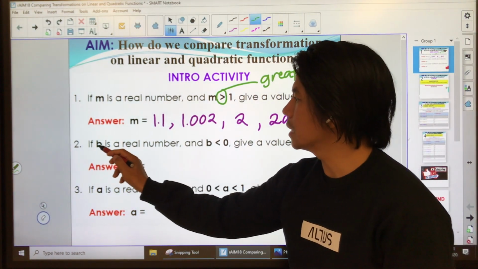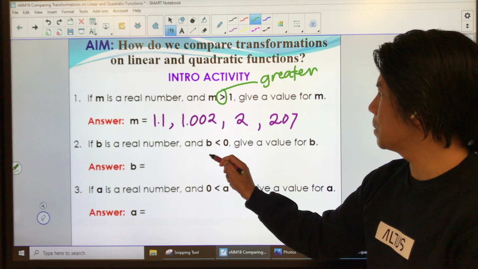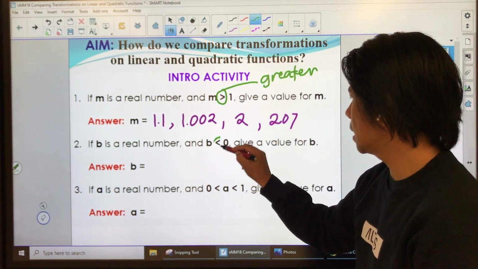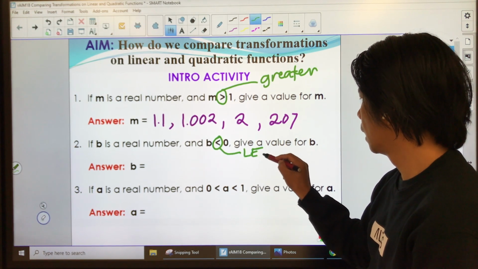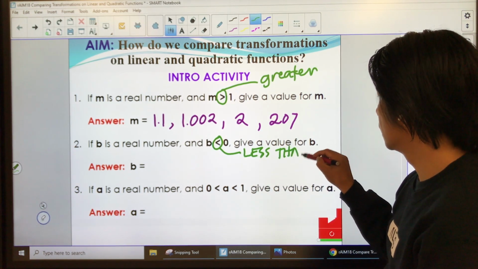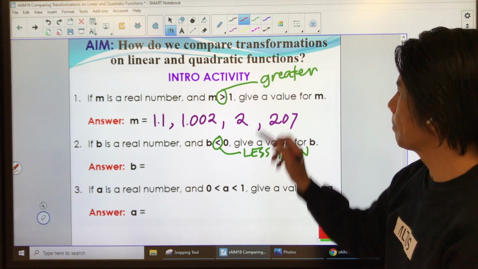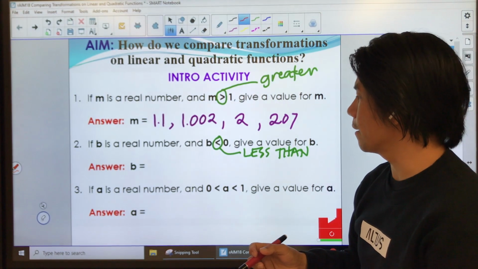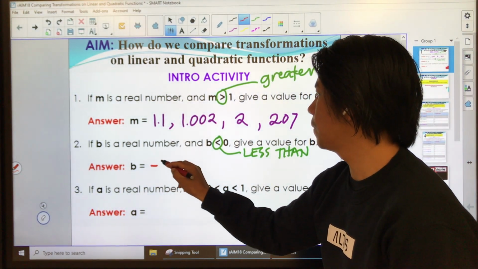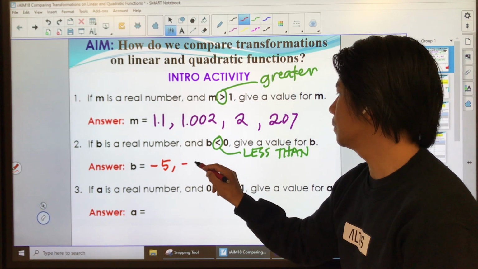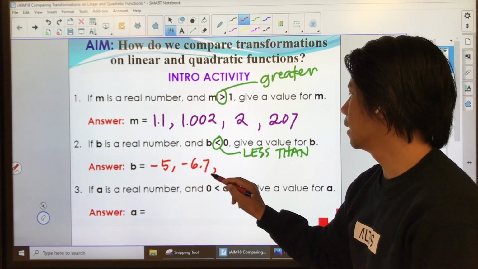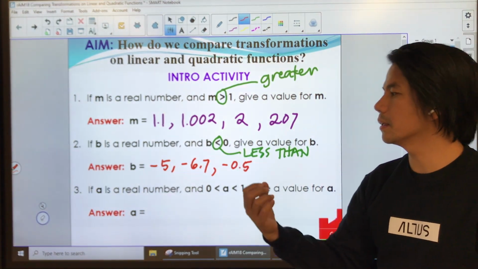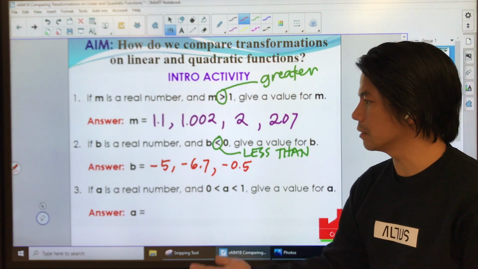Now number 2, it says if b is a real number and b is less than 0, give a value for b. So this time, it's less than 0. So that means any number that is negative. So let's say negative 5, negative 6.7, it could be negative 0.5, right? Any number less than 0 is a negative number.